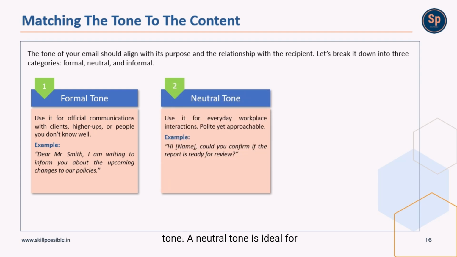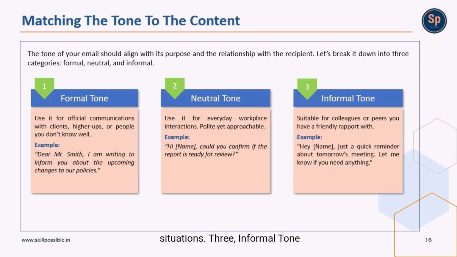2. Neutral tone. A neutral tone is ideal for everyday workplace emails. It's still polite and respectful, but more relaxed than formal writing. Here's an example. "Hi, name. Could you confirm if the report is ready for review?" It's courteous, to the point, and fits most professional situations.